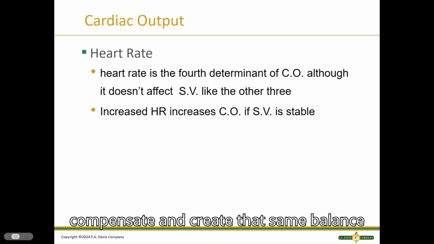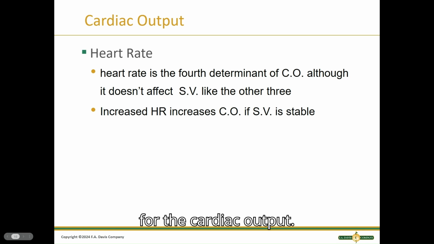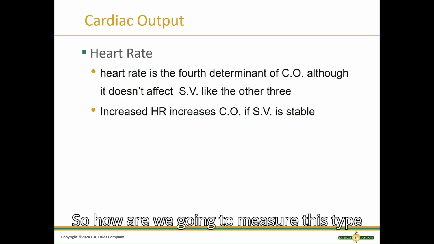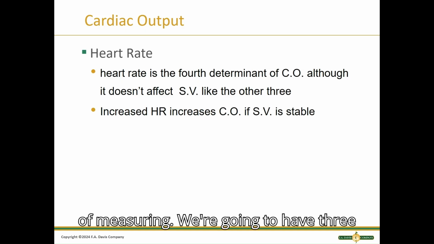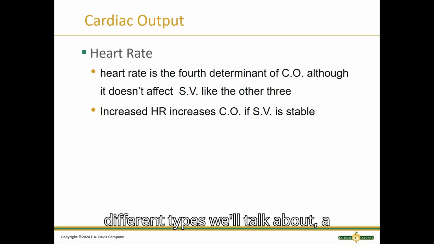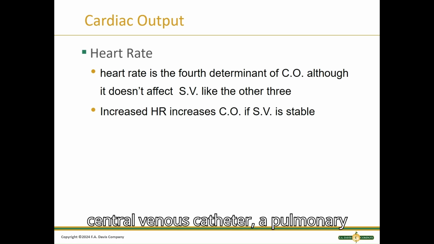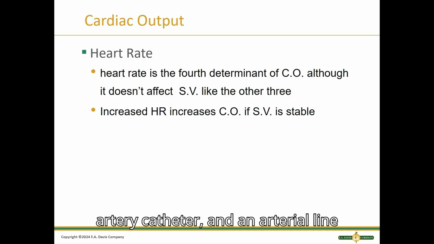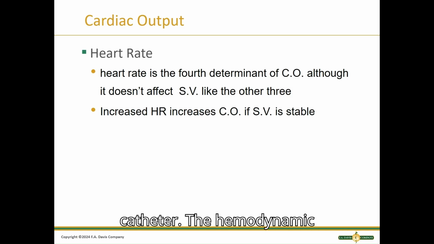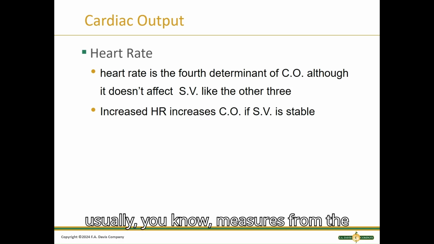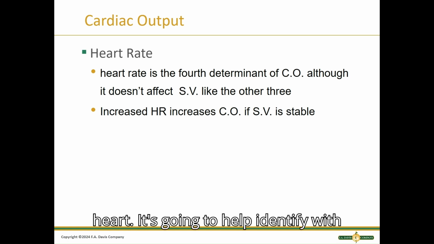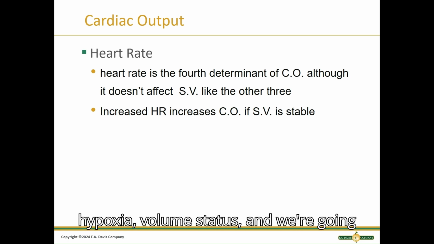And then the other variable that affects our cardiac output is our heart rate. That's the other determinant of cardiac output, even though it doesn't really affect stroke volume with the other components. An increased heart rate will help with the cardiac output if your stroke volume is stable, meaning that if you have a fall in your stroke volume, say maybe your cardiac output is not adequate, for a time your body will compensate by increasing the heart rate to try to create that same balance for the cardiac output.